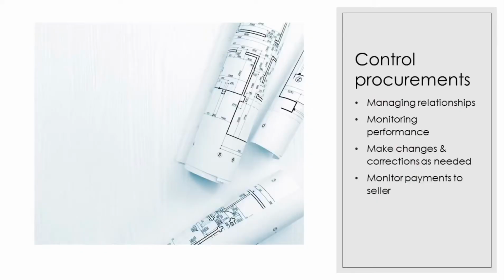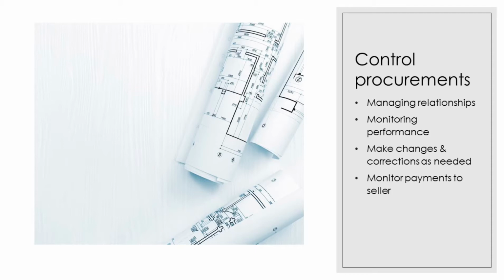We are still talking about procurement. This week, we will focus on control procurement. Control procurement is the process of managing procurement relationships, monitoring contract performance, and making changes and corrections as appropriate, and closing out contracts, and this is according to the PMBOK.